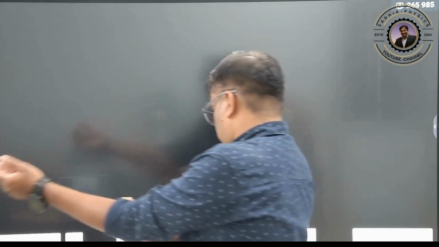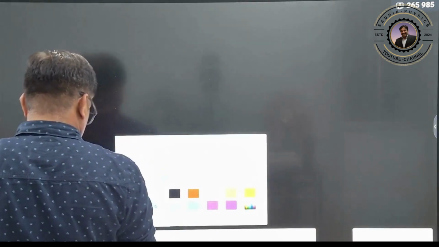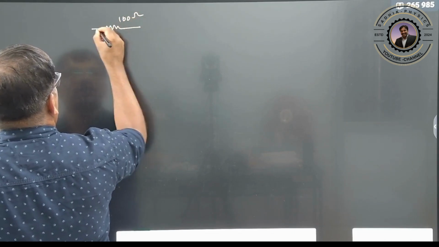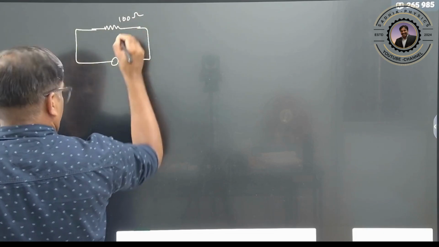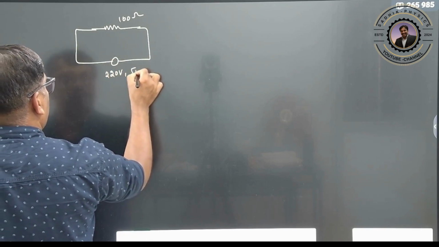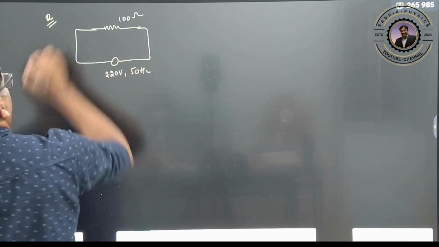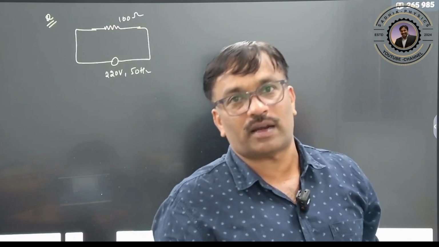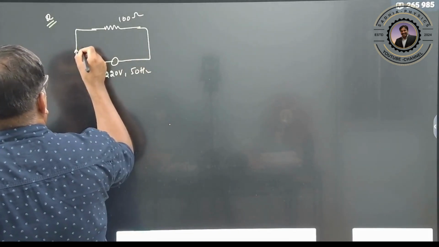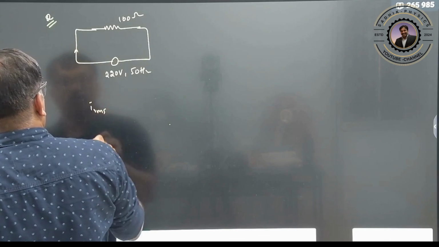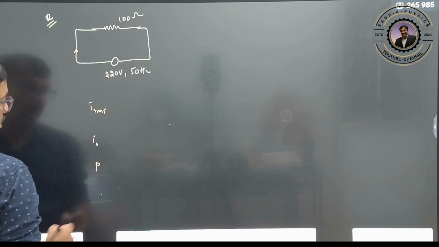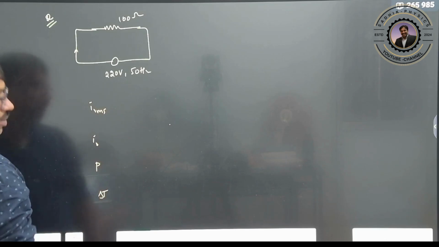Now let us see, we'll apply this. There is a 100 ohm resistor, and suppose here 220 volts and 50 hertz. This is the question given. Now we want to calculate IRMS and whatever other things you can calculate. First of all you have to calculate IRMS, or they may ask you the peak value, even the power dissipated. Next, they may also ask you the time lag.